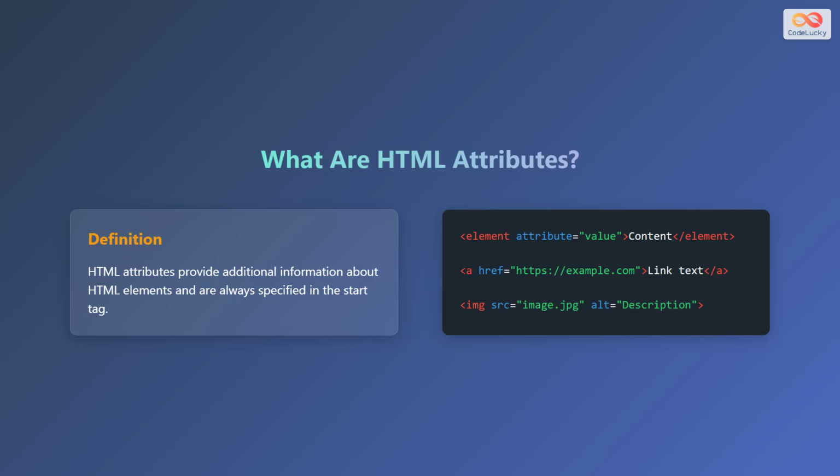The a tag with href attribute whose value is set to https://example.com, and the link text is link text. Here is another example. The img tag with src attribute pointing to image.jpg, and the alt attribute with value description.